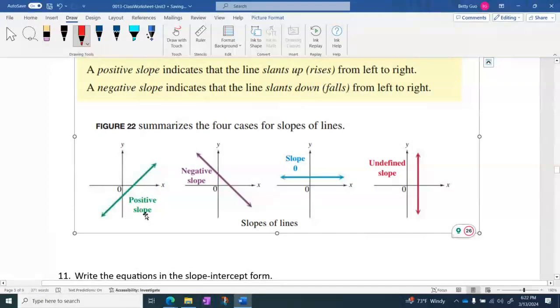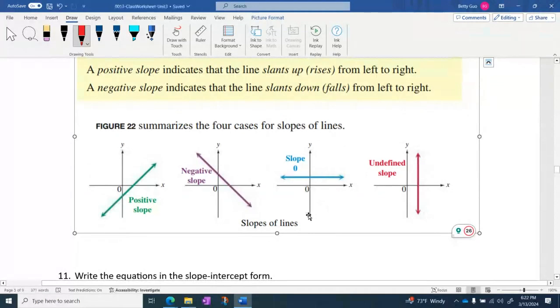If the line goes up, the slope is positive. Vice versa, if the slope is positive, the line goes up. Second one, the purple one. If we have a declining straight line, the slope is negative. Vice versa, if the slope is negative, the line goes down. The third one, this one is green, I think.